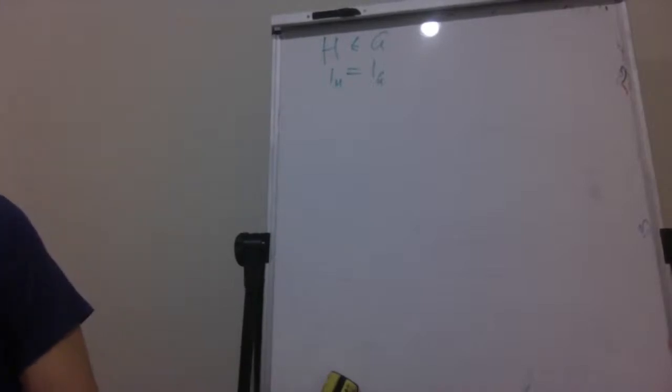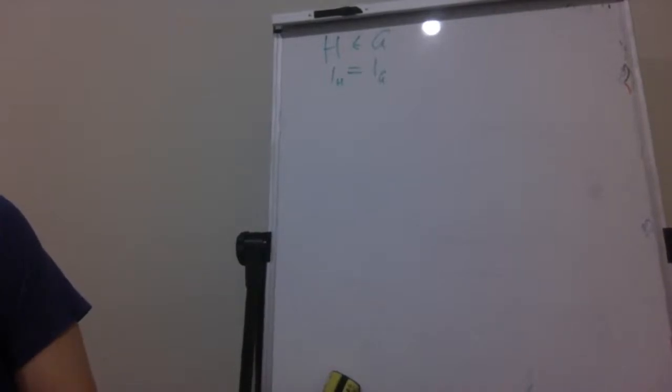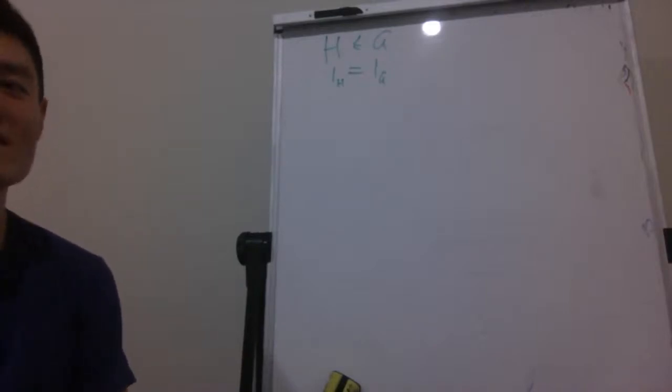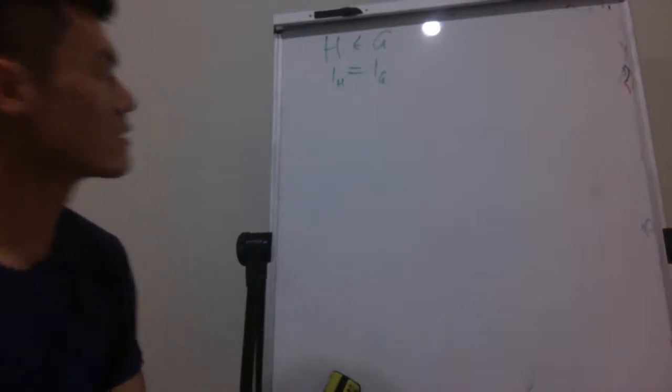H is the subgroup, G is the big group, and I is the identity. There's only one identity in the entire group known as G, and a smaller region known as H. Wait, why am I using I and identity for this one? Okay, I'm sorry, I didn't give you quite enough time for this, so I have to keep going.